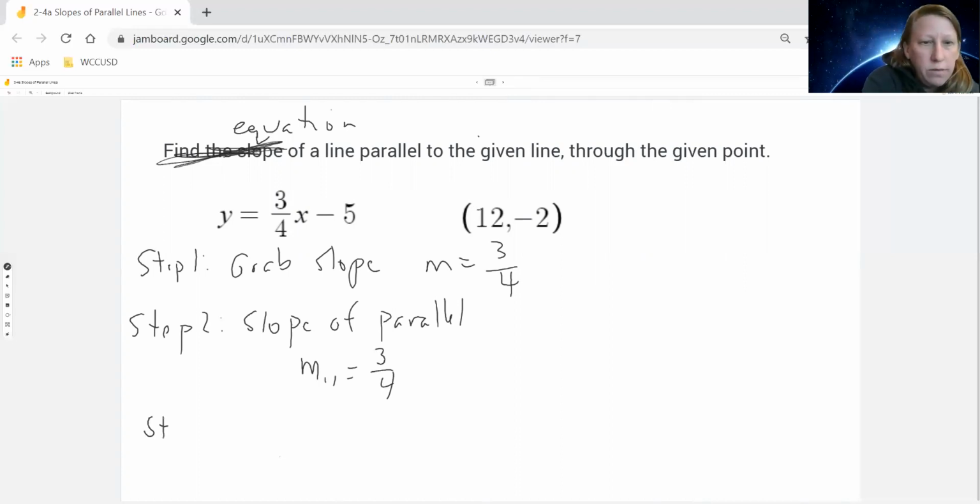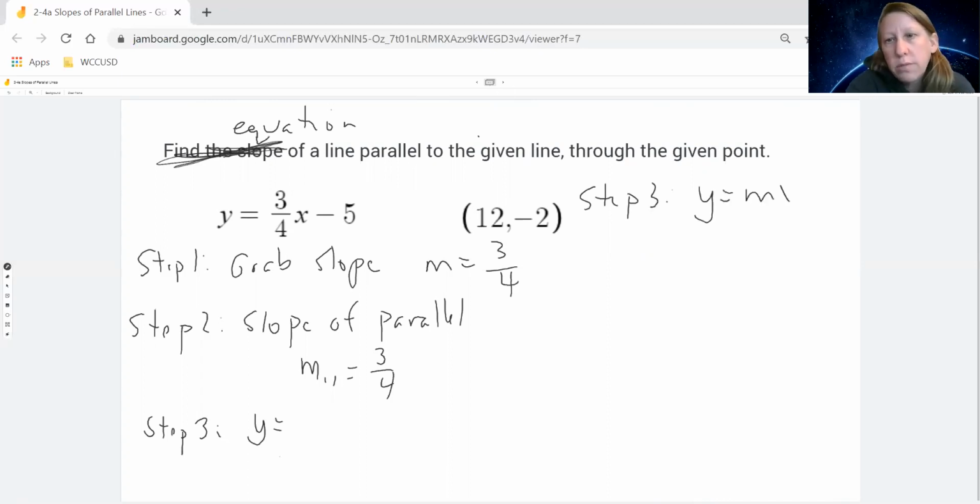Okay, step 3. I'm going to write y equals mx plus b. What am I going to plug in? Well, I'm going to put the 3/4 where the m is, and I totally screwed that up. I'm going to change the y. What am I going to change the y into? Good, I'm going to change it into -2.